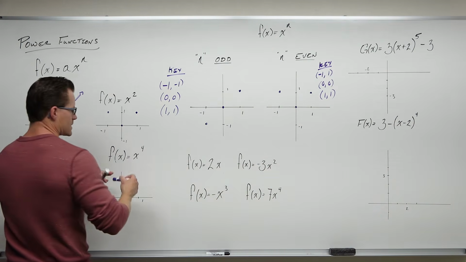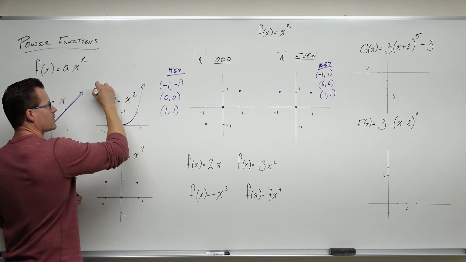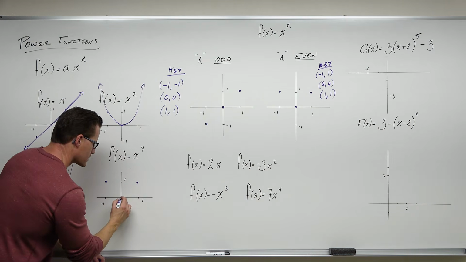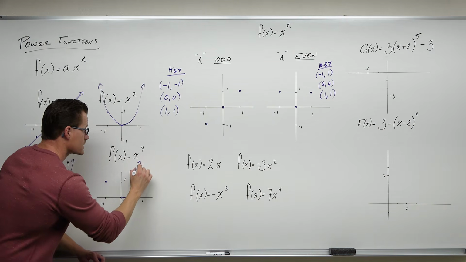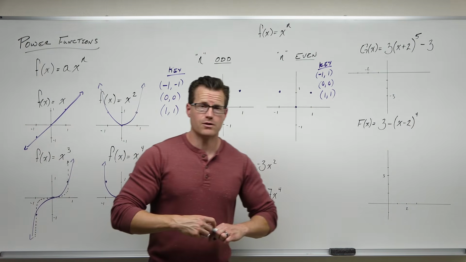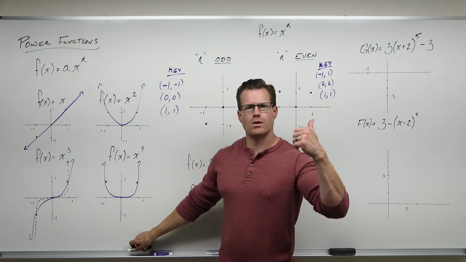Now, as far as evens, sort of the same thing happens. We know that x to the 2nd power has this really nice normal parabola. We're very used to it. X to the 4th is going to start getting more dynamic, more dramatic. It's going to be a little flatter here and steeper as we get past 1 and -1.